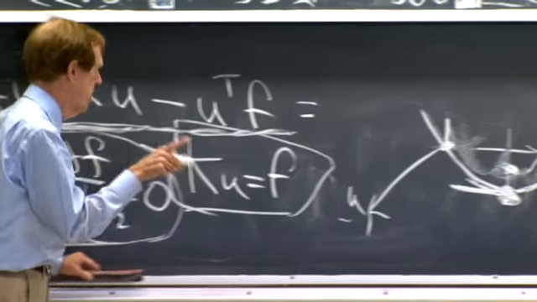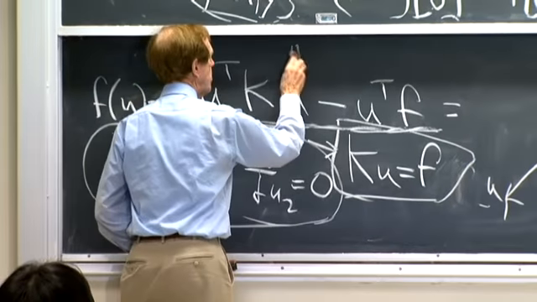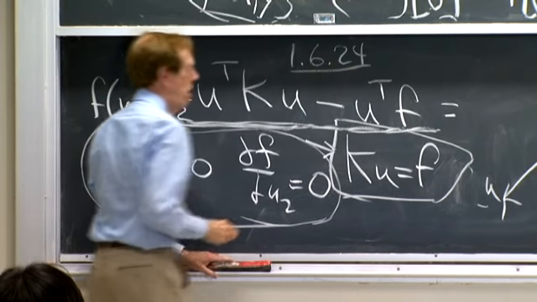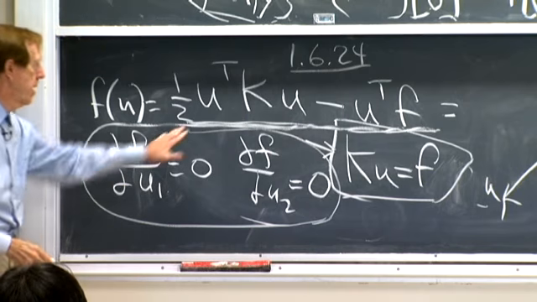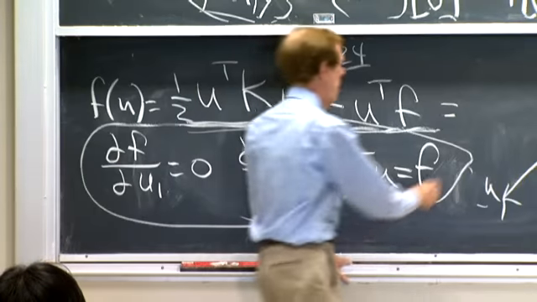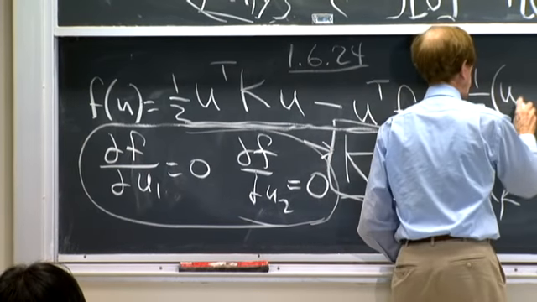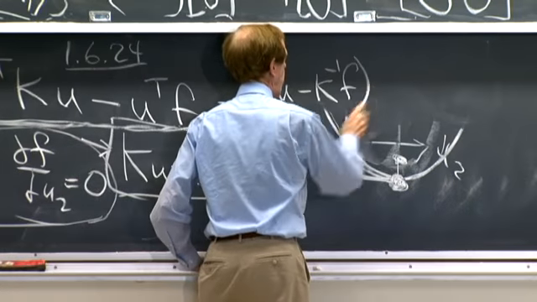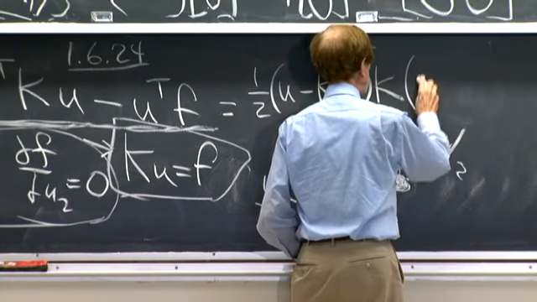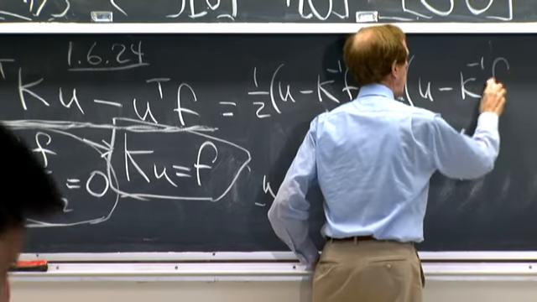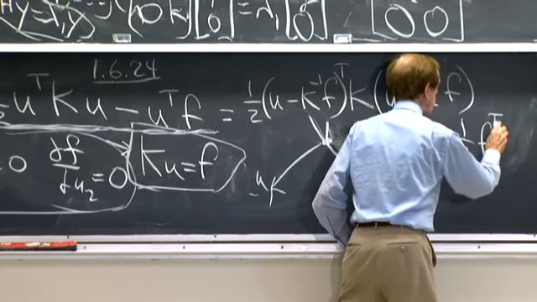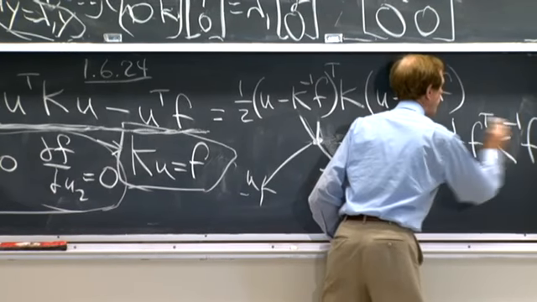The idea is of that question 24, so that was what, 1.6.24 or something? Is that right? Yeah. I could rewrite this to make it clear. So this is, I think, u minus k inverse f transpose k times u minus k inverse f, and then minus 1/2 f transpose k inverse f.